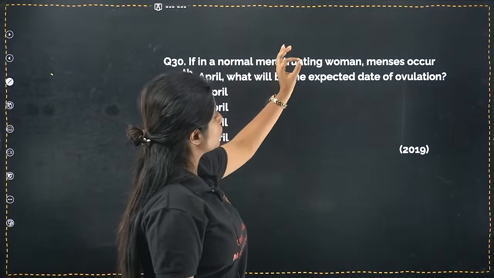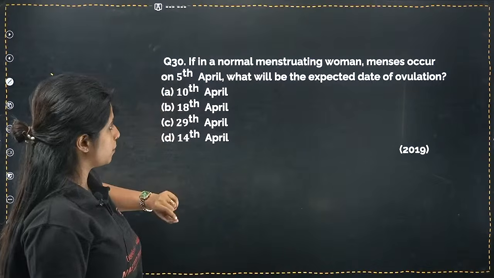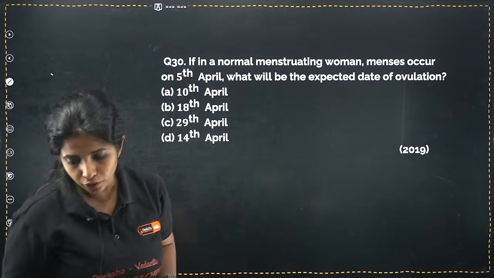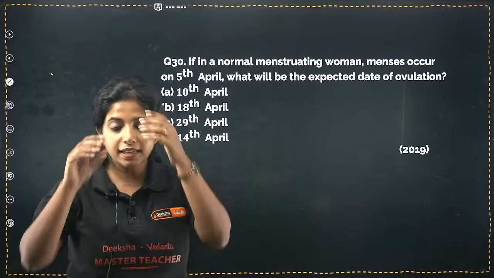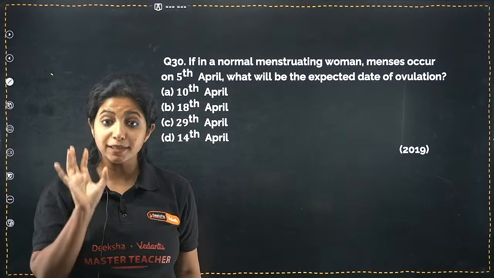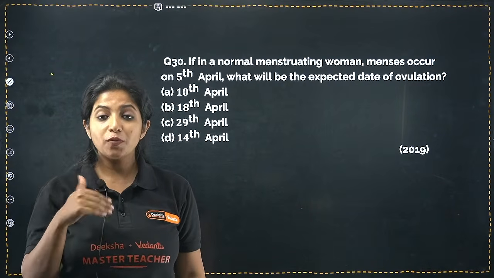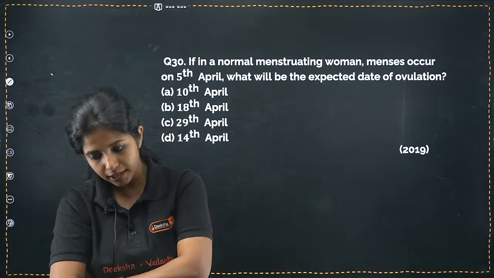If in a normal menstruating woman, menses occurs on 5th of April, what will be the expected date of ovulation? Tell me. What is the expected date of ovulation? If at all you're saying menses is occurring on 5th of April, so when do we expect ovulation to happen?